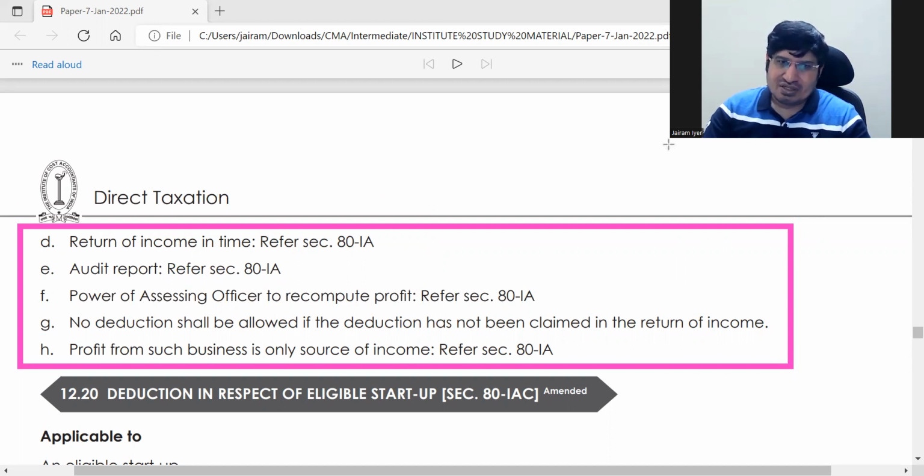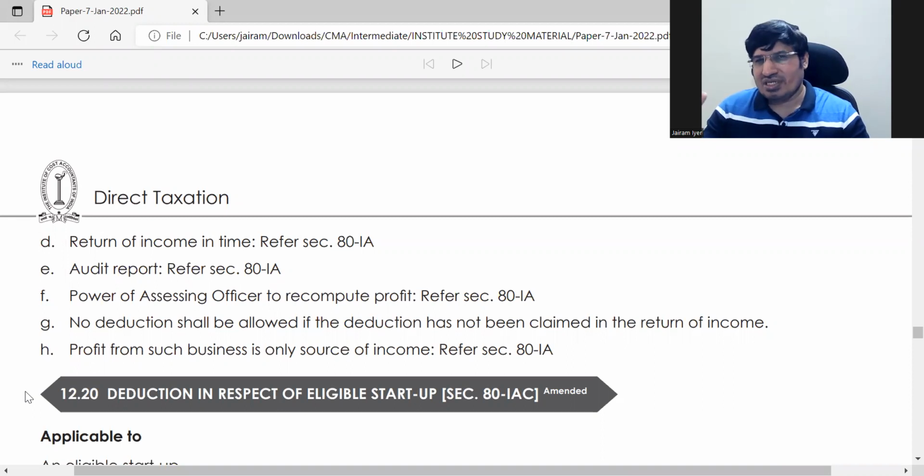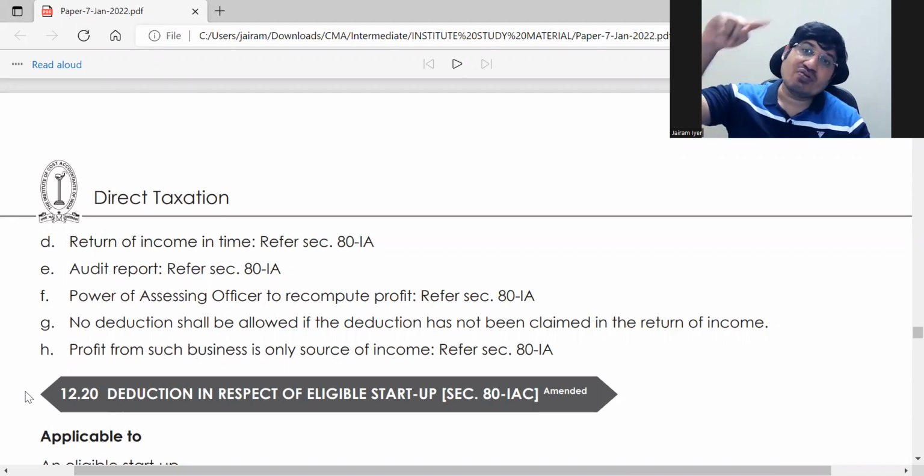Okay? चलो, I think now we can go to the next point, which is deduction in respect of eligible startup. This is 80 IAC. Okay? आपको थोड़ा सा टफ लग रहा होगा, टफ कुछ नहीं है इसमें. You just need to acclimatize once. So just see the lecture 2 times. I think 2 times will be enough for you to get it fully, and that too once you do the first section 80 IA, all others will become very easy because the conditions are similar.